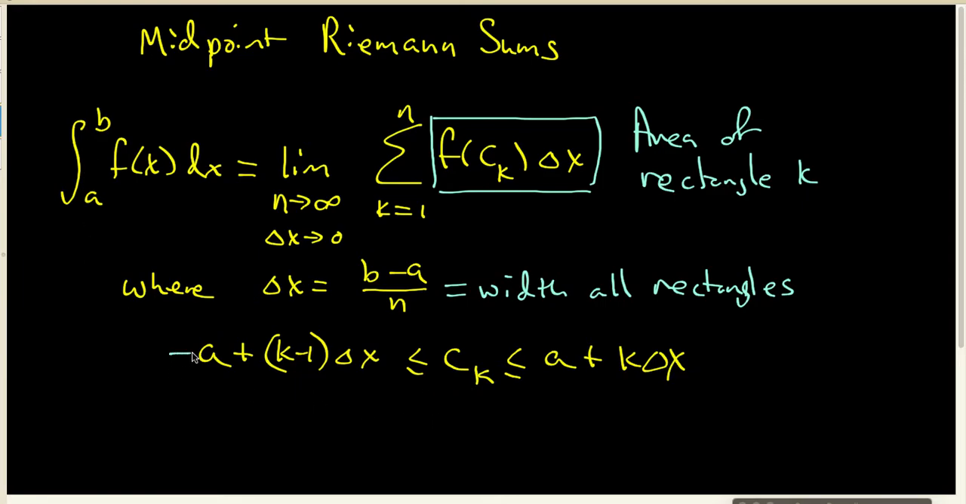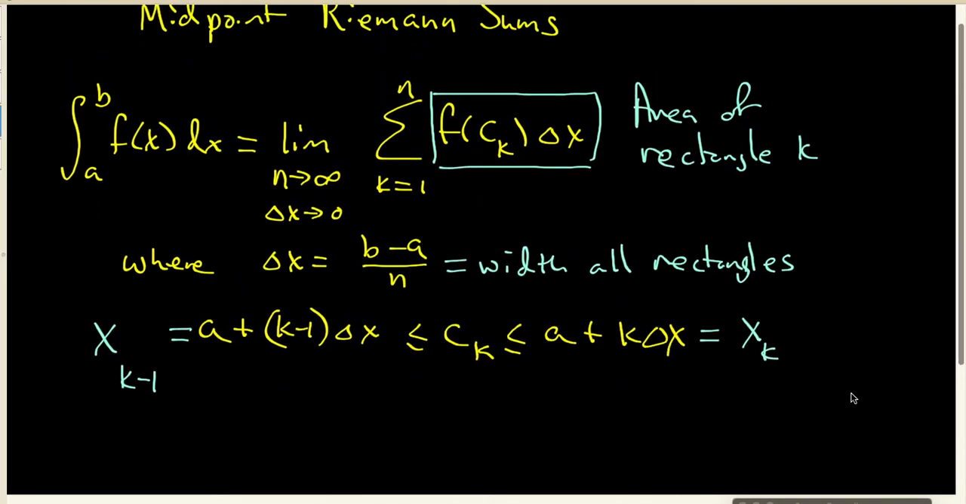ck is a sample point in the kth subinterval, and the kth subinterval runs between xk minus 1 and xk. And as we have previously seen, xk minus 1 is equal to a plus k minus 1 times delta x, and xk is equal to a plus k times delta x.